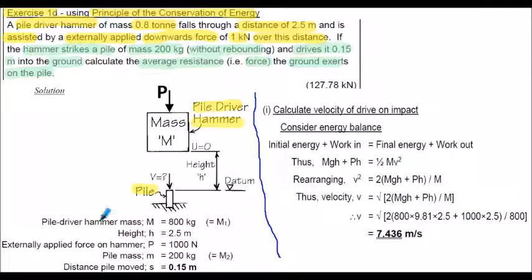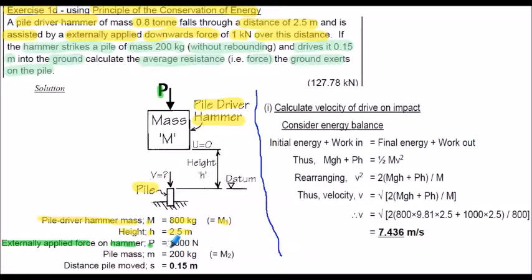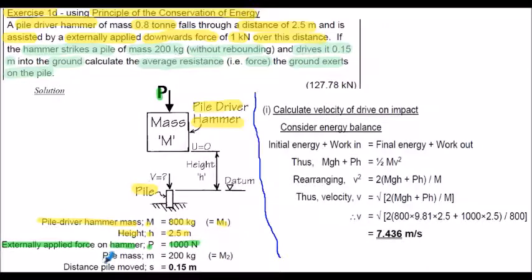So taking the information from the question, the pile driver hammer mass, capital M, is 800 kilograms. That's also M1 later on in the calculation. The height, H, through which the hammer falls is 2.5 meters. The externally applied force on the hammer, capital P here, is 1000 newtons. The mass of the pile that's being banged into the ground, lowercase m, is 200 kilograms. Later we'll denote that as M2 in our momentum equation. And notice the distance the pile moves in the ground, S, is 0.15 meters.